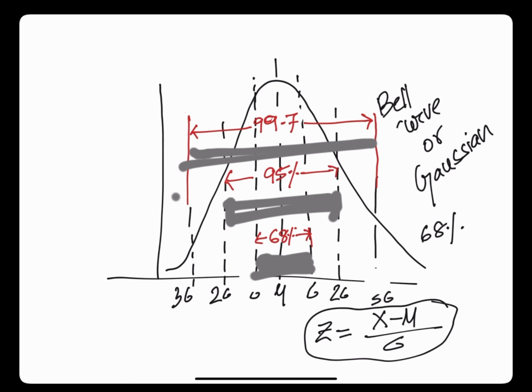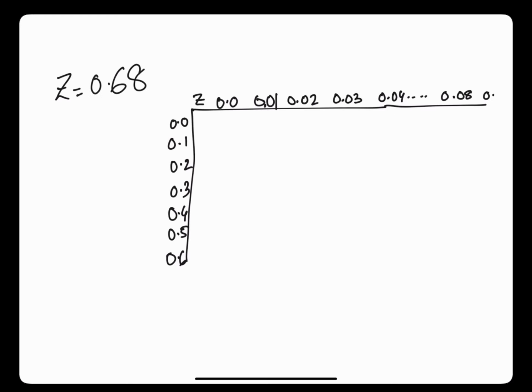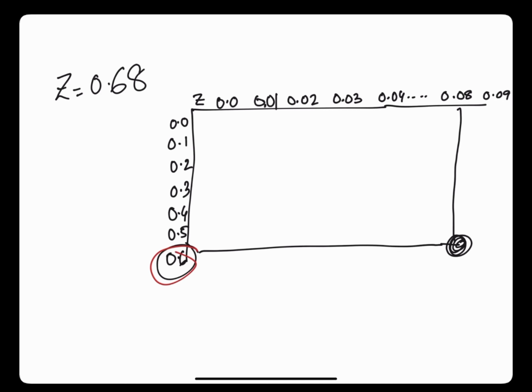In fact, you can use the z table to find the cumulative probability for various z. For example, you want to find the cumulative probability of z equal to 0.68 using the z table. You have to find the intersection of the row 0.6 and the column of 0.08, which will give a particular value, and that's how you can get the cumulative probability for z equal to 0.68.